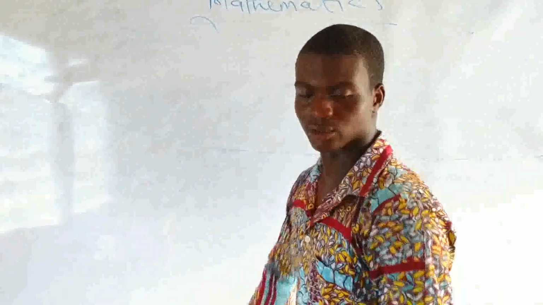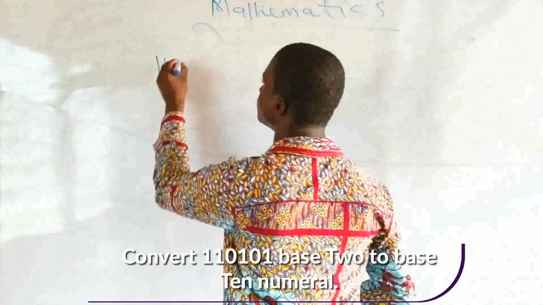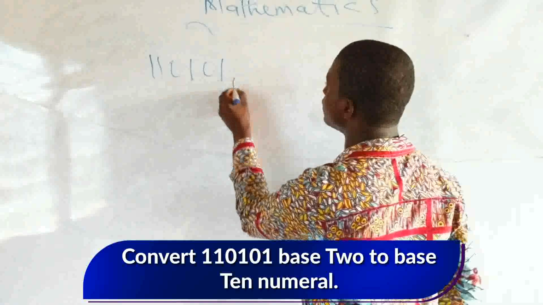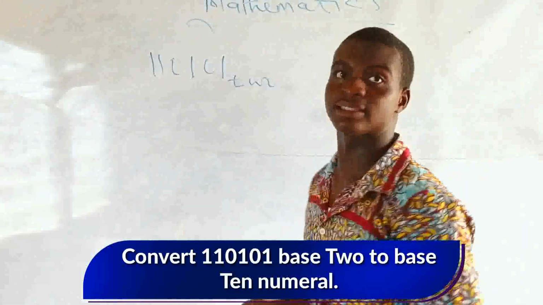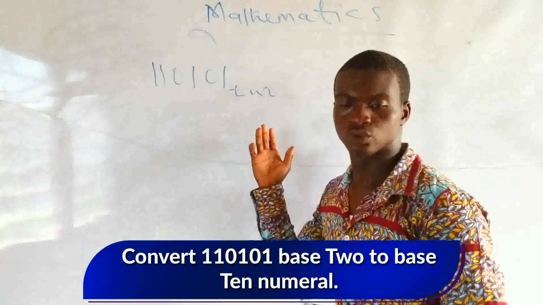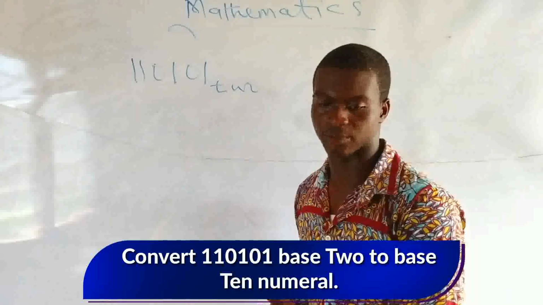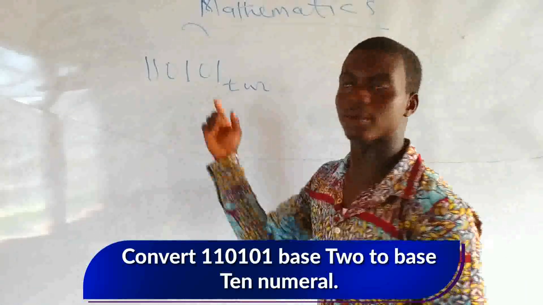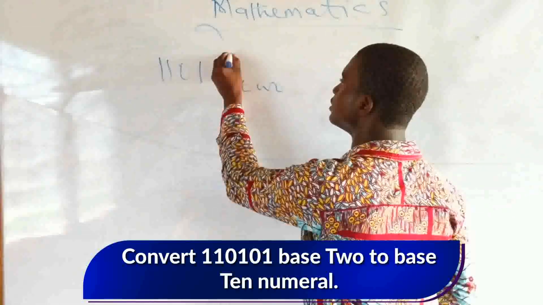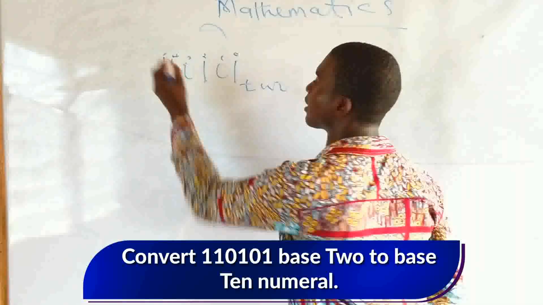Our second question says we should convert 110101 base 2. As I told you, you write the base as a subscript. So convert base 2 to a base 10 numeral, or the decimal number system. So with this, you also count the digits. That is, this one begins from 0, 1, 2, 3, 4, and 5.